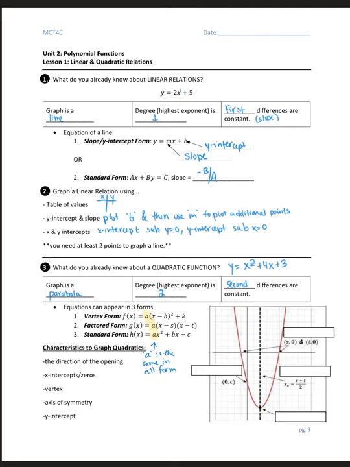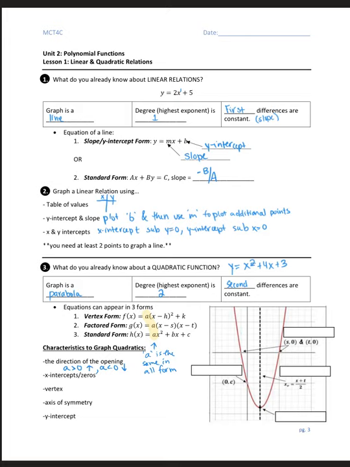If we look at the characteristics of a quadratic, we're going to label some information on this graph. So first of all, the direction of our opening. That's one thing that we have to look at. The direction of our opening is based on our a value. So if a is positive, or greater than 0, we're going to open up. If a is less than 0, or negative, the quadratic is going to open or point down.